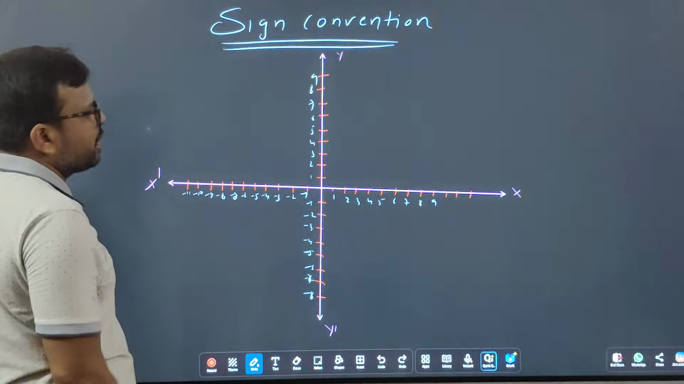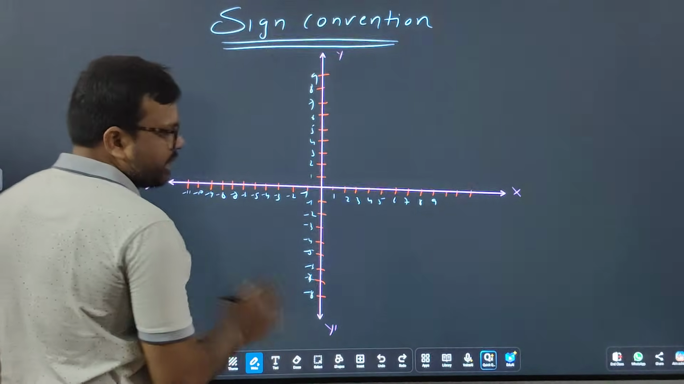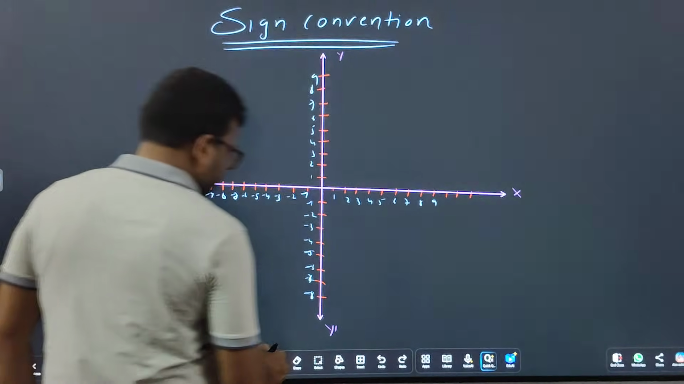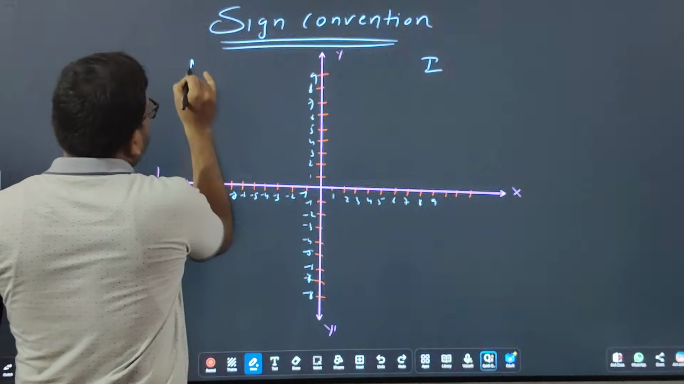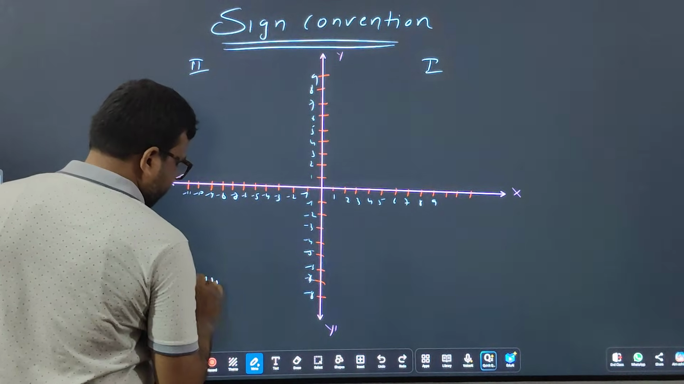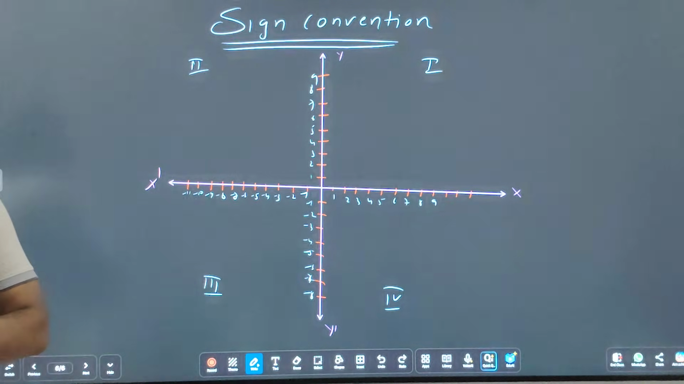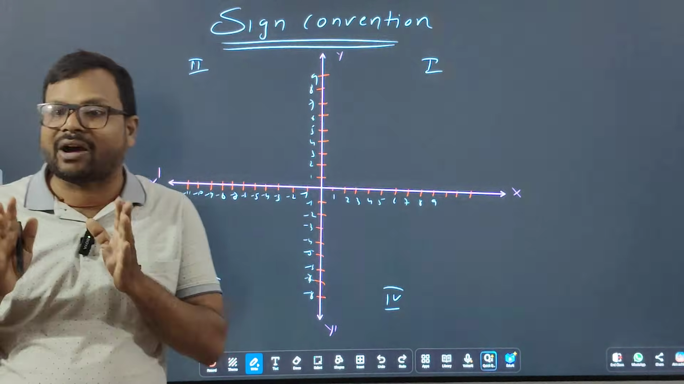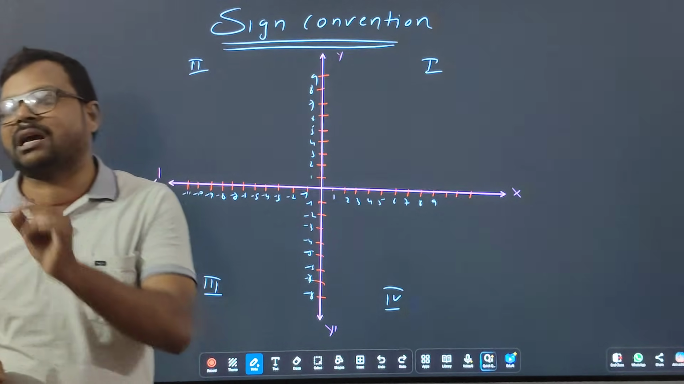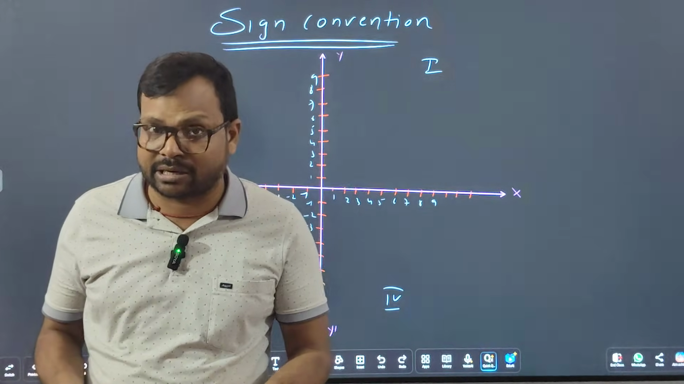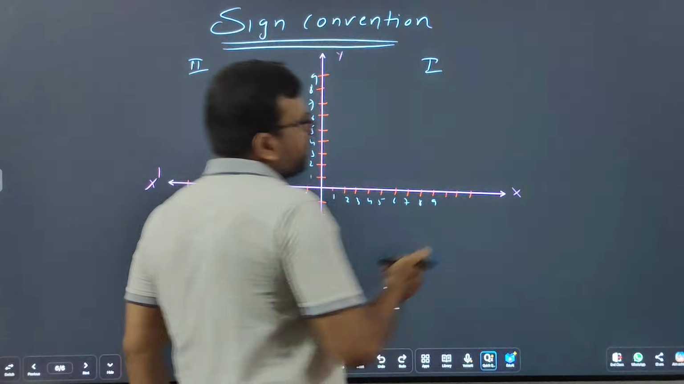Okay, this is the complete setup of the coordinate axis. This is called x, x dash, y, y dash. This is your first quadrant, second quadrant, third quadrant, fourth quadrant. If you know the sign convention very well, you will find by seeing only the given point which quadrant it lies in, whether first, second, third or fourth quadrant.